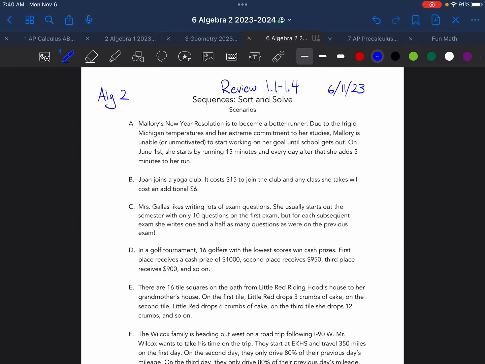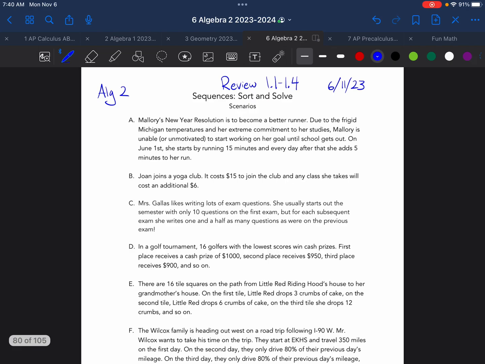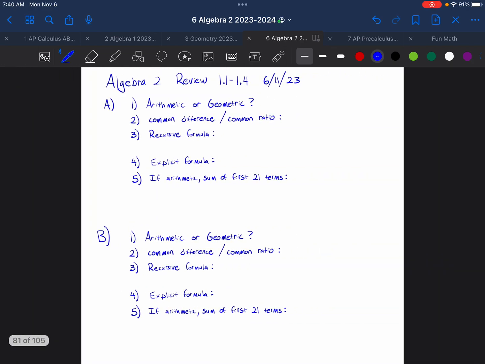This is Algebra 2. We are reviewing lessons 1.1 through 1.4 with this sequences activity where we're going to sort and solve. There are 8 different scenarios here, A through H, and there they all are. With each of these scenarios, we are going to determine whether or not they are arithmetic or geometric. We're going to find either the common difference or the common ratio.